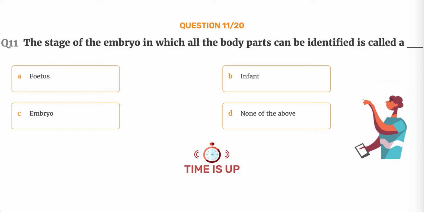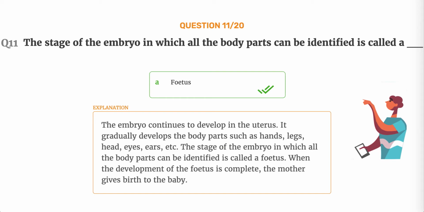The correct answer is option A, fetus. The embryo continues to develop in the uterus. It gradually develops the body parts such as hands, legs, head, eyes, ears, etc. The stage of the embryo in which all the body parts can be identified is called a fetus. When the development of the fetus is complete, the mother gives birth to the baby.